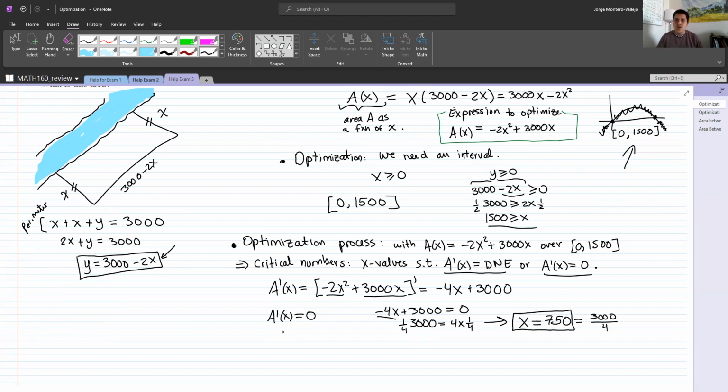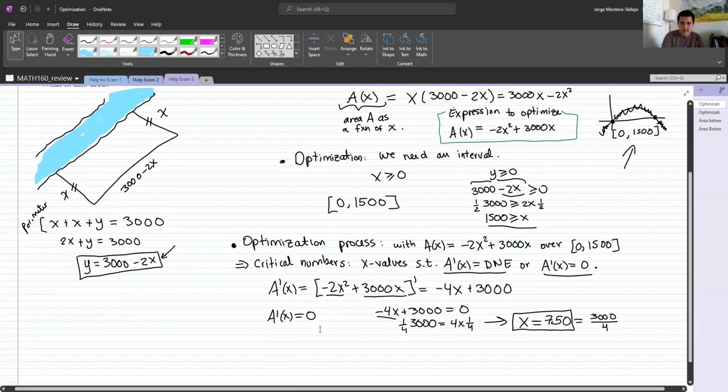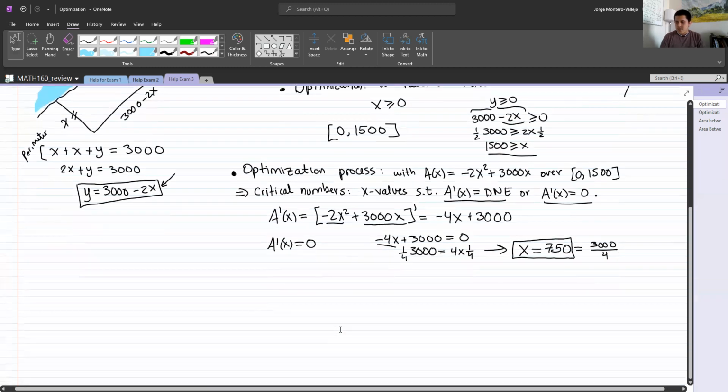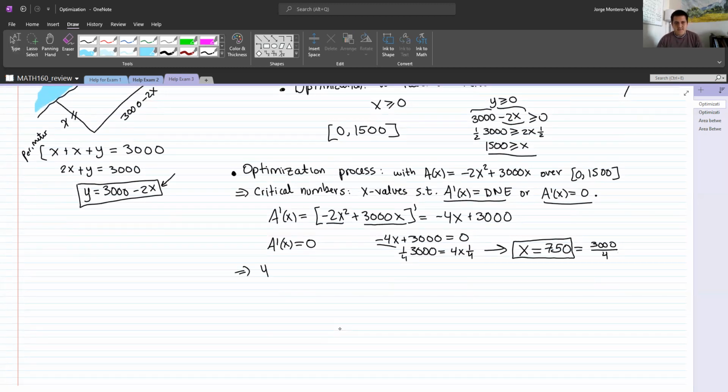You see, in other cases, we have had problems where we get many critical numbers, but we discard some of them based on the interval of optimization that we are working with. In this case, this critical number falls inside. It's right in between 0 and 1,500. So we can keep this one. So this is our only critical number. The next step is to compute the y values. And remember that you need to compute the y values of the critical number that we found, and also of the endpoints, which are 0 and 1,500.